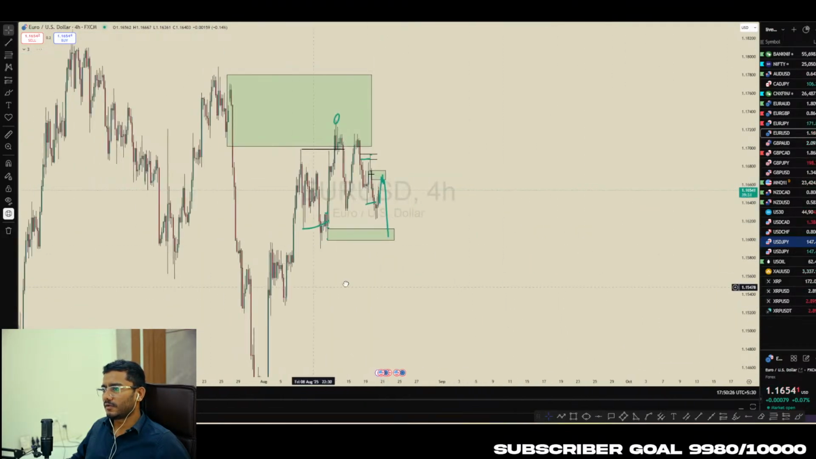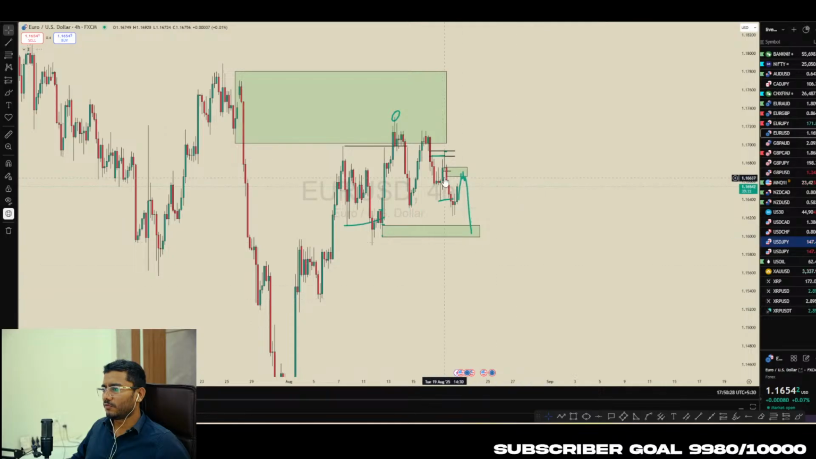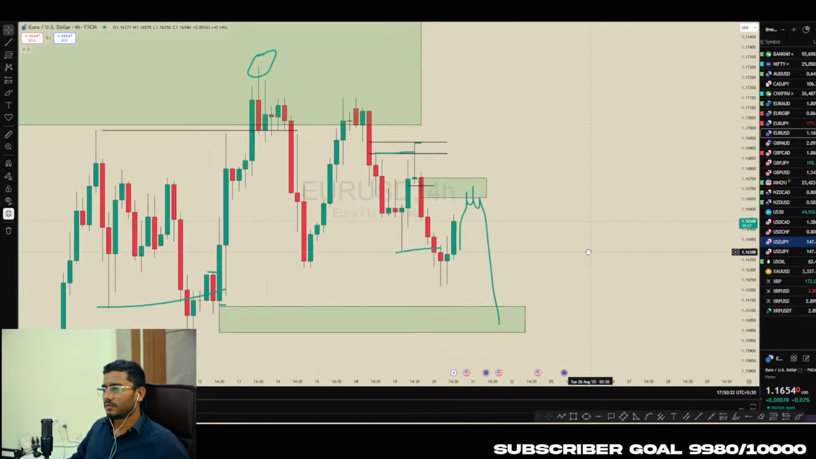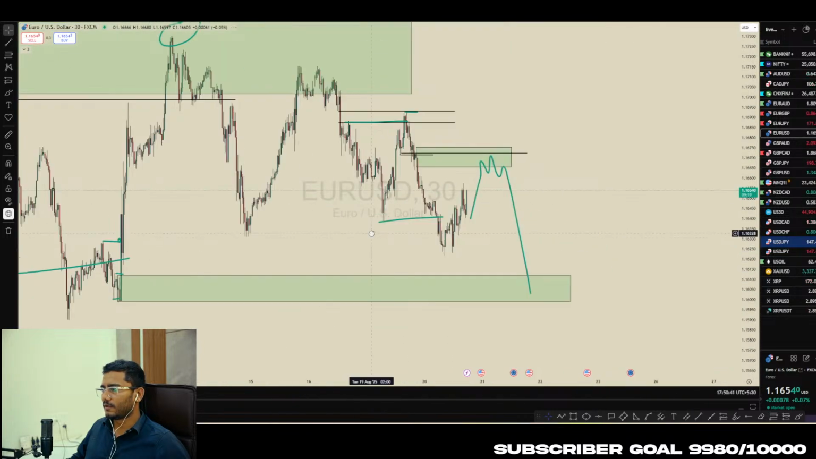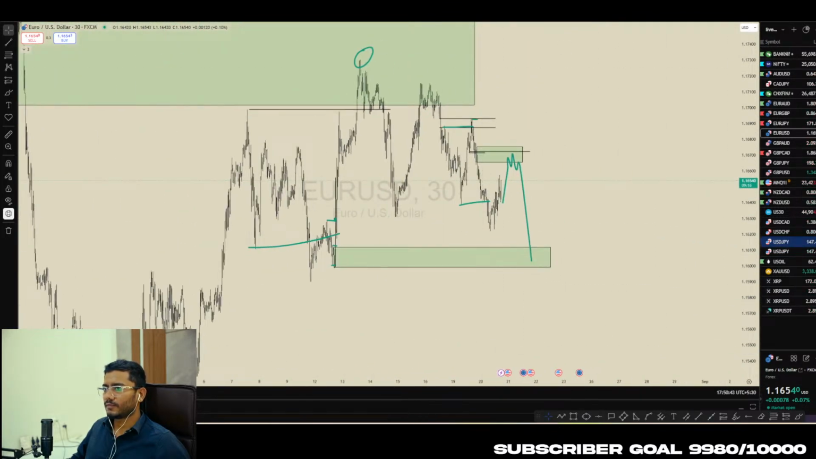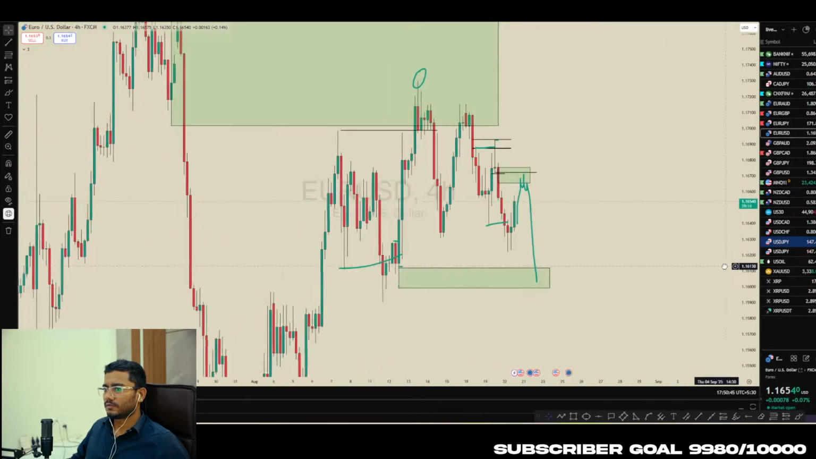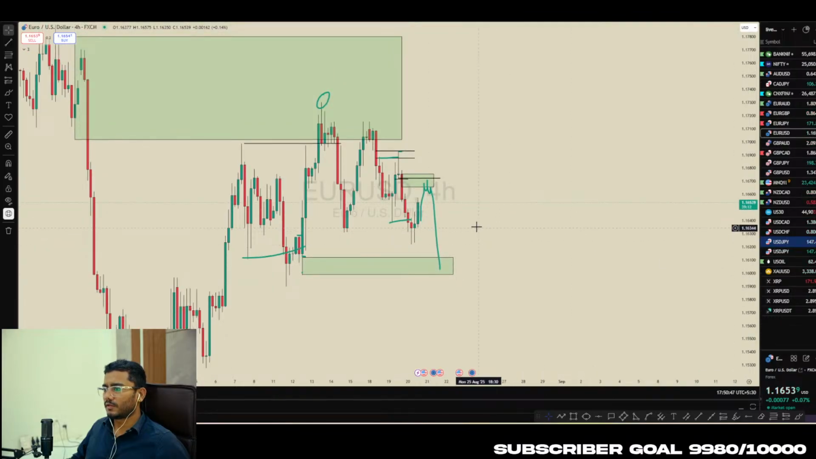Because if you look at 4 hour, we have this 4 hour imbalance and we have this candle on 4 hour, which went and swept this liquidity. So it's aligning perfectly with our 4 hour imbalance and 30 minutes. Something like this. And look for a change of pattern. Okay. So let's see.